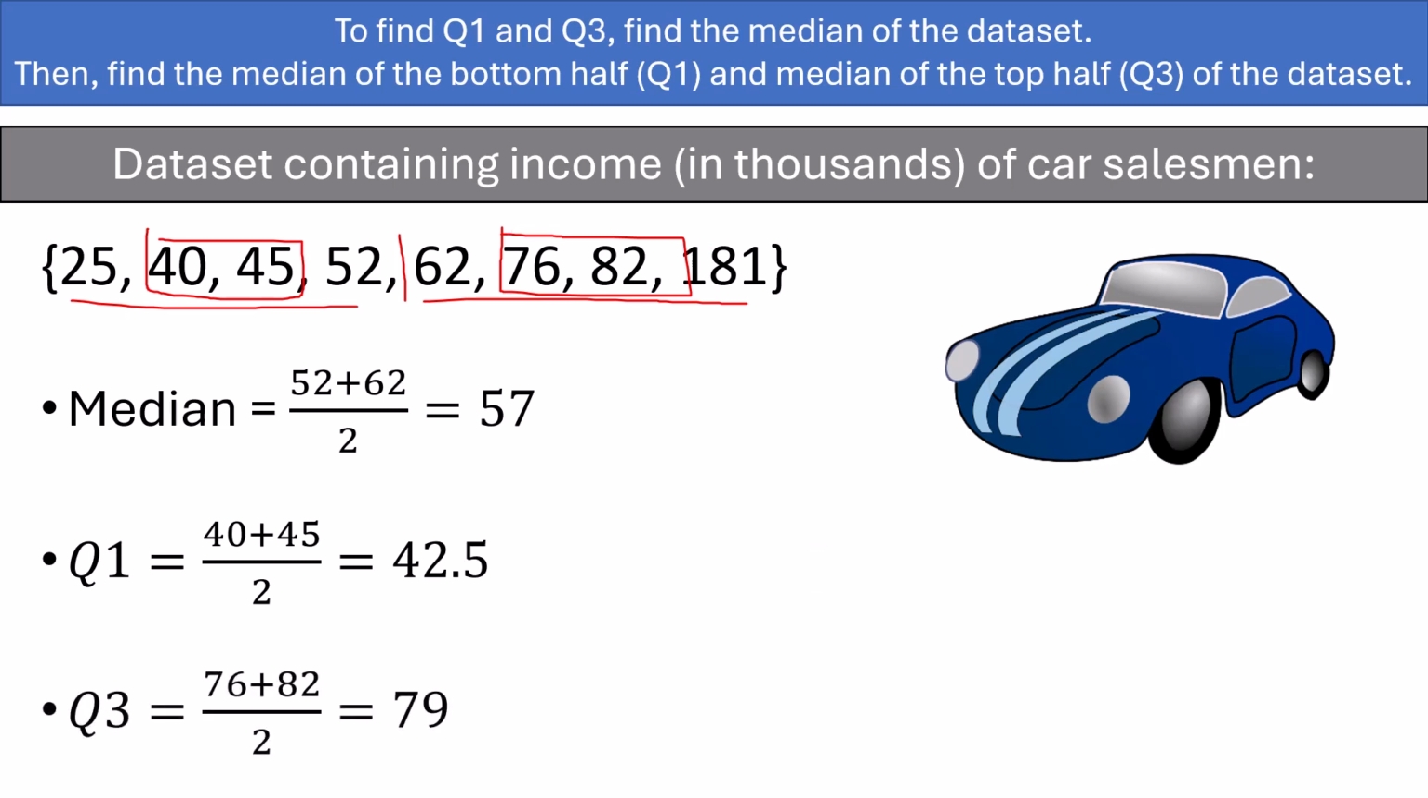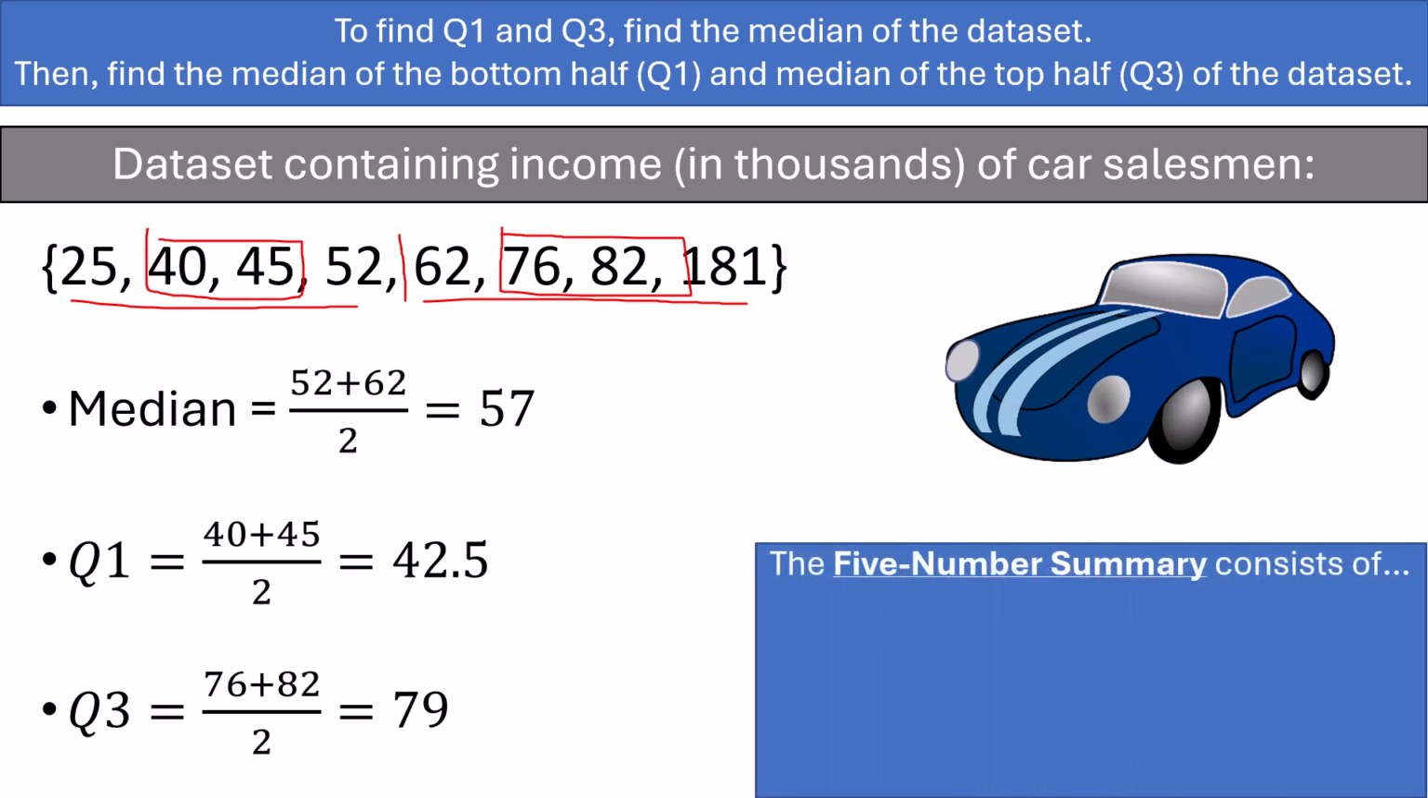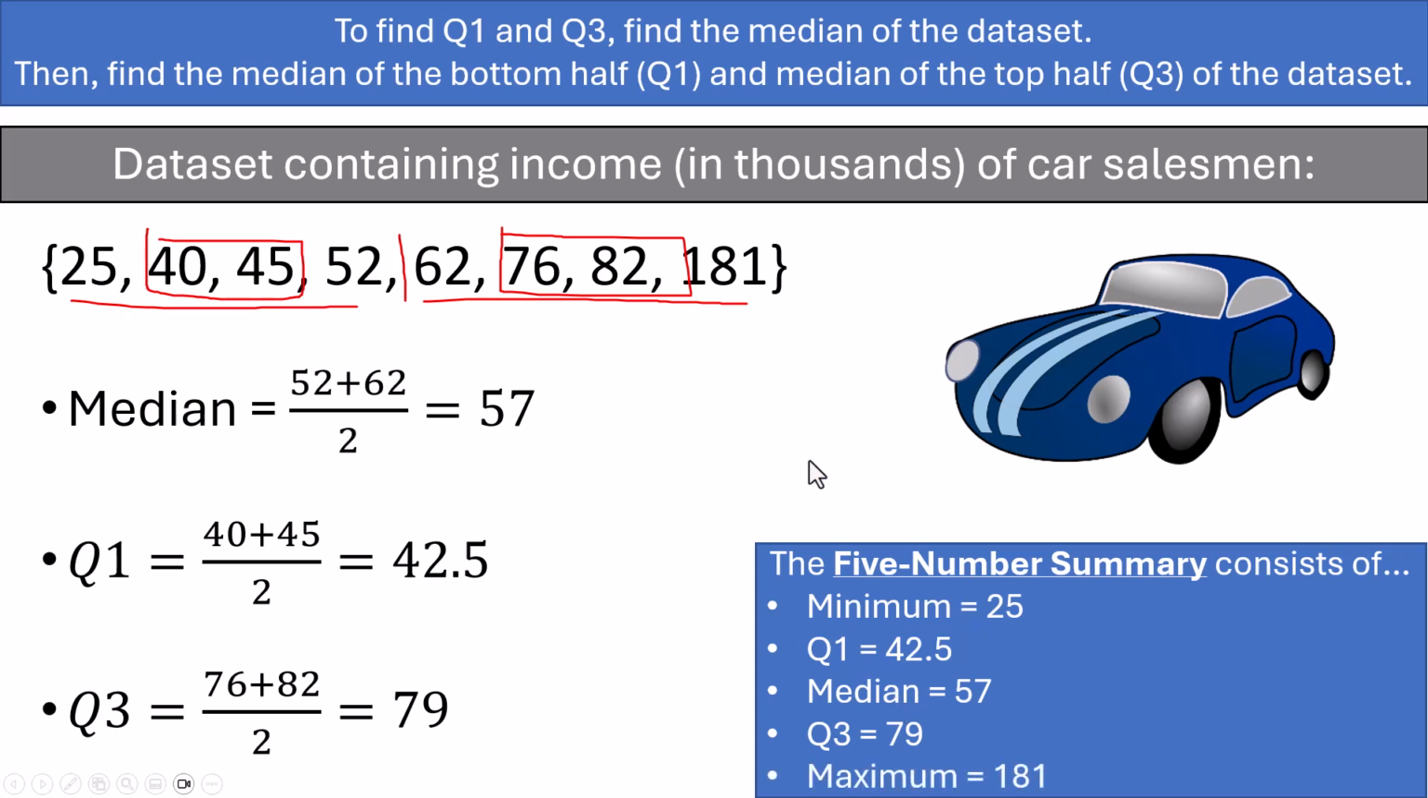Now there's something called the 5-number summary, which is a really good way to summarize a data set with 5 numbers. And those 5 numbers are, first of all, the minimum, which in this case is 25, the first quartile, which we found to be 42.5, the median, which is 57, the third quartile, which is equal to 79, and the maximum, which ends up being 181.